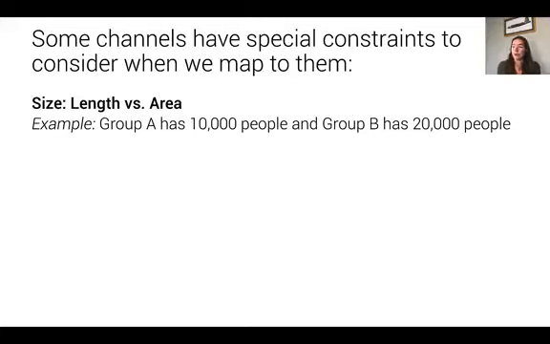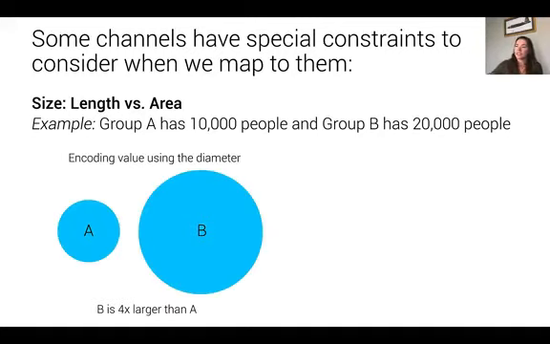So what we know from just looking at these numbers is that Group B is about twice as large as Group A. So if I choose to represent the size of Group A and Group B using the size of my marks, if I encode those values using the diameter of the mark, so the height of the bubble in this case, what I actually end up with is something like what I see here, where in reality, B is 4 times as large as A.